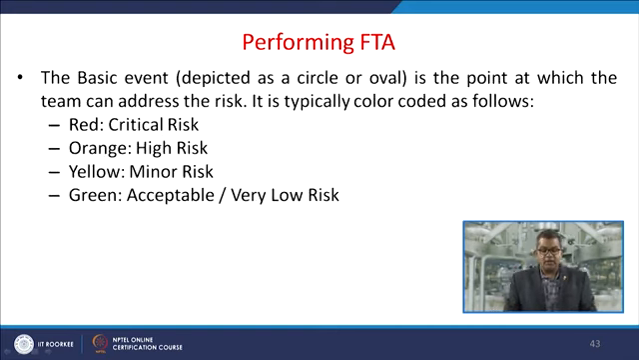Now the basic event is usually depicted as a circle or oval. The basic event is the point at which the team can address the risk. Typically they are color coded: red is the critical risk, orange is the high risk, yellow you may have a minor risk, and green is acceptable or a very low risk.